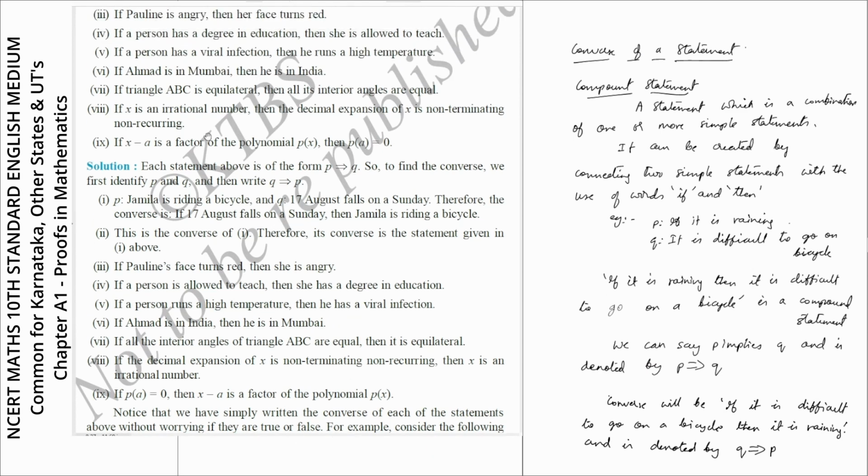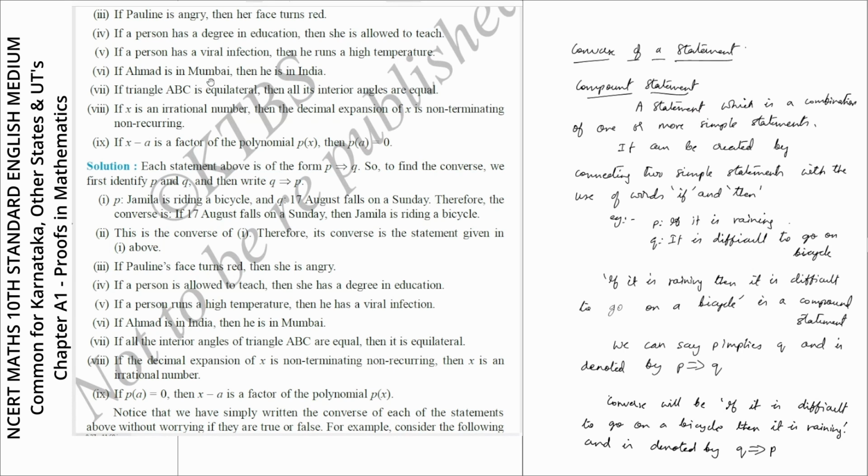For example, here you can see, if Ahmad is in Mumbai, then he is in India. So this will be a true statement. Whenever this person Ahmad is in Mumbai, that means he is in India. But the converse need not be true always. So what will be the converse of this statement? If Ahmad is in India, then Ahmad is in Mumbai. That will be the converse. But the converse statement may not be true.